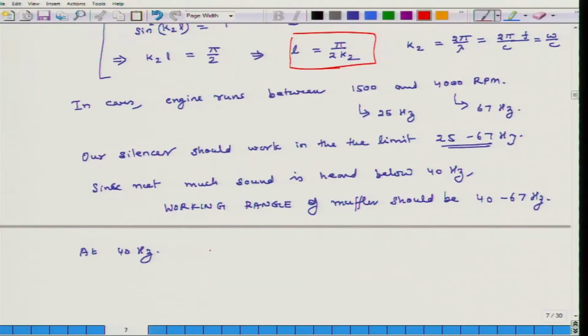We compute L using this relationship and we find that L equals 1.37 meters. How do we compute it? I first compute K2, which is omega over C, and then divide pi over 2 by K2. And at 67 hertz, L is equal to 0.82 meters. This is assuming C is equal to 345 meters per second.